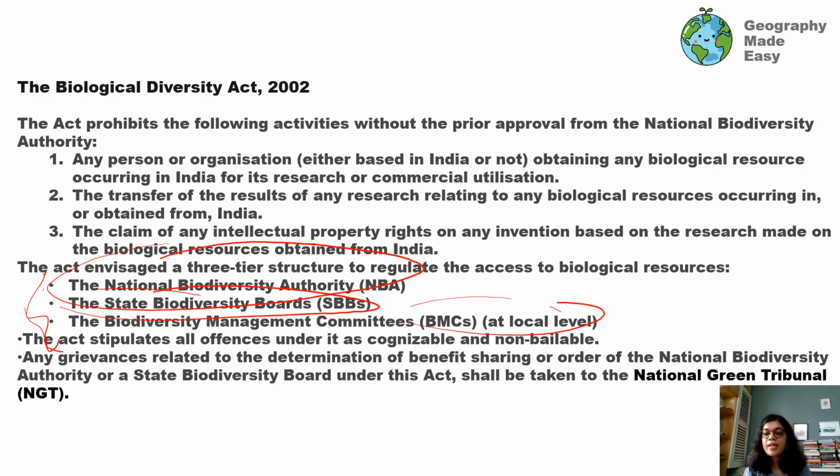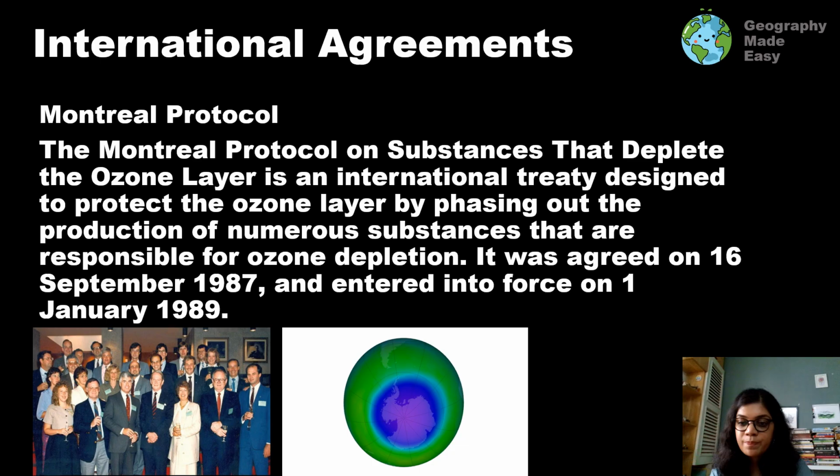And it's an important act because this act actually comes into place even in the urban areas, and a lot of times activism has taken place because of this act. Next, moving on, we will talk about some of the international agreements that have happened.